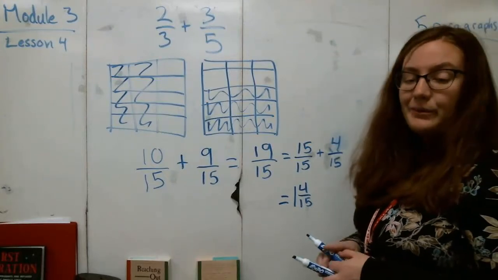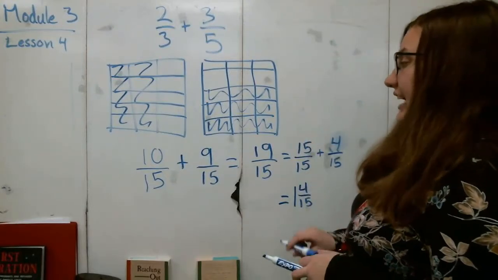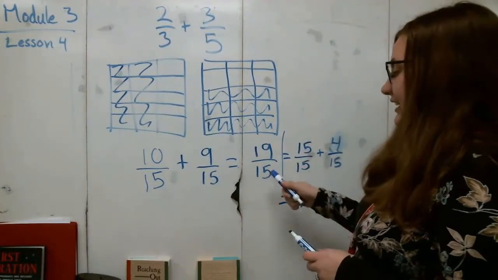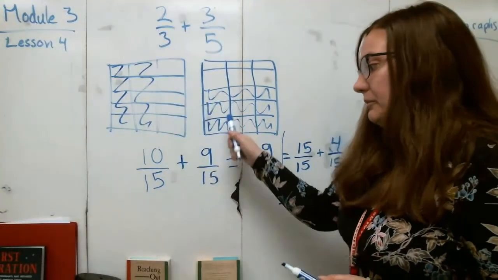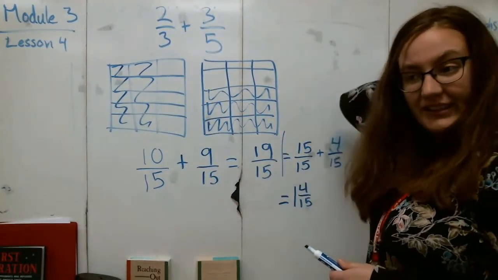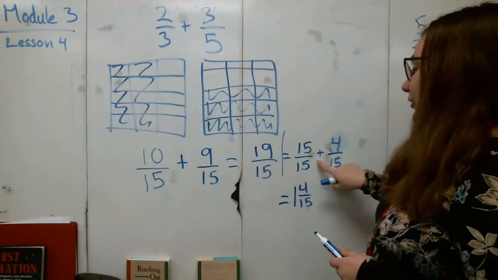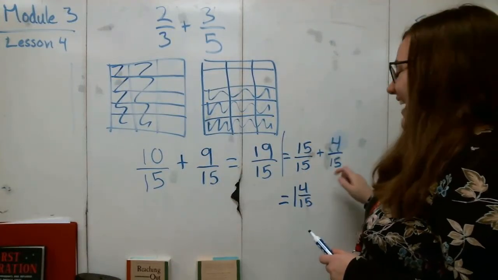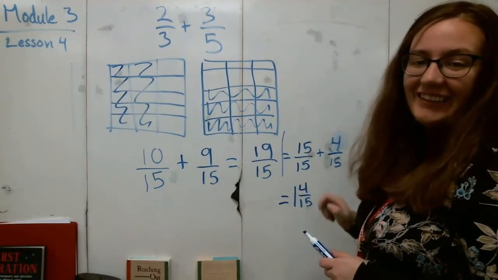So as we've gone over, pretty much everything is the same up until this point right here. Normally you draw your models, add the two fractions together, and get your answer. The only thing that's different for this lesson is you create a whole number and then add a fraction. And then get your final answer.